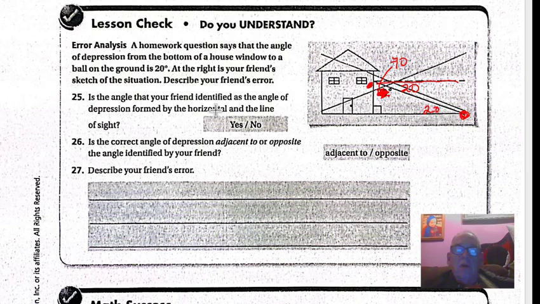So is the angle your friend identified as depression formed by the horizontal and the line of sight? No, you can see that this is not connected anywhere to the line of sight. No. Is the correct angle of depression adjacent to or opposite the angle? It's actually next to the angle that he defined. It's adjacent to. Describe your friend's error.